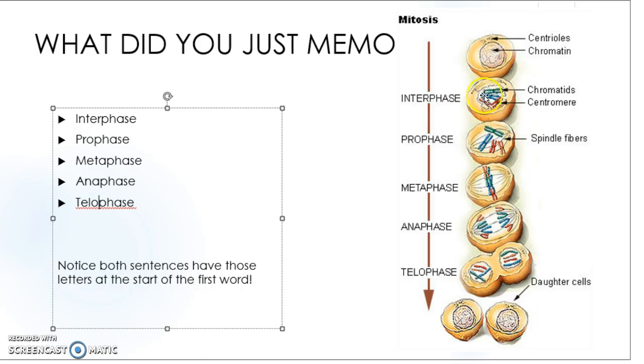IPMAT. Interphase, the cell starts to split. Prophase, you get these little fibers together. Metaphase, they form a little line. Anaphase, they come apart. Telophase, they break out.